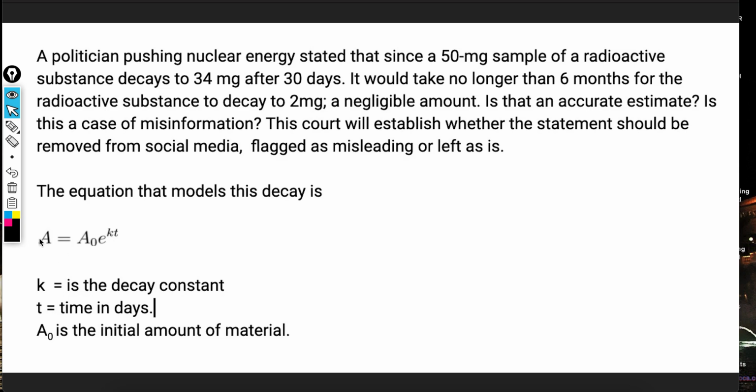So A is the ending activity. So what happens at the end? A sub 0 is A initial, also referred to as initial A, the starting activity. So starting activity, final activity, or ending activity. E is the constant, which is equal to 2.71828. You learn that in logarithms. And we have K, which is the decay constant.